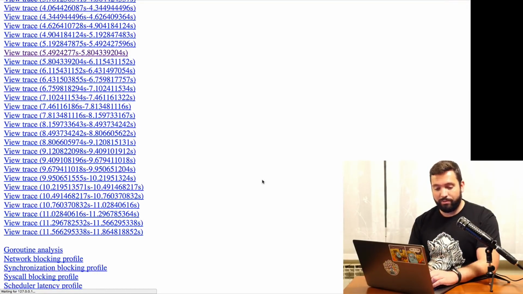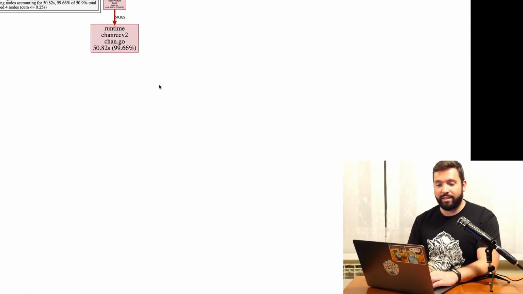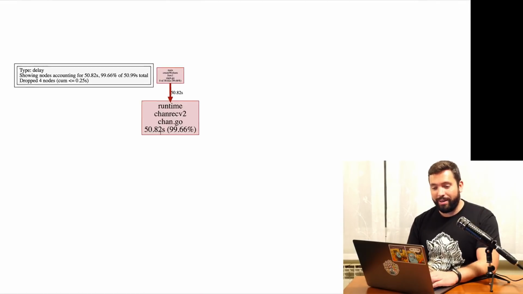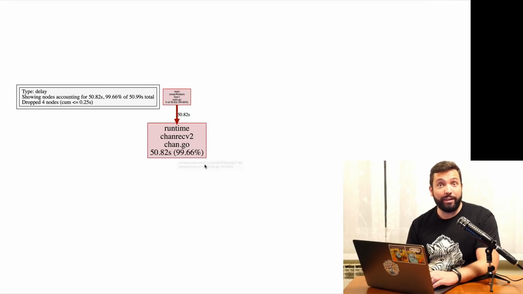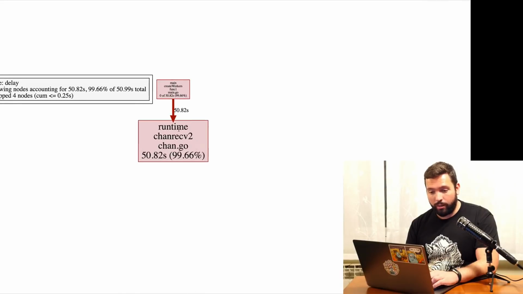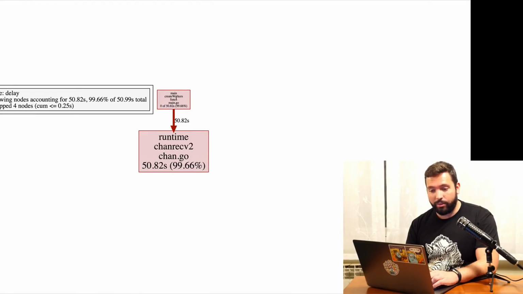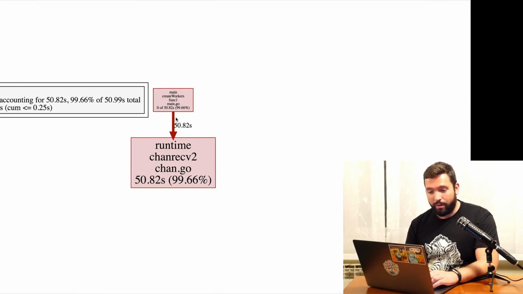And that is actually pprof. And pprof tells us that we spend 50 seconds waiting for something. What were we waiting for? Well, we were waiting in create workers, and that is actually the channel we created. That channel is creating a huge contention.